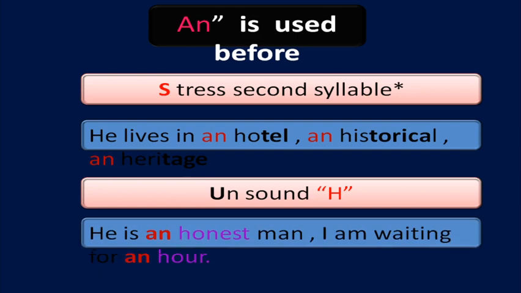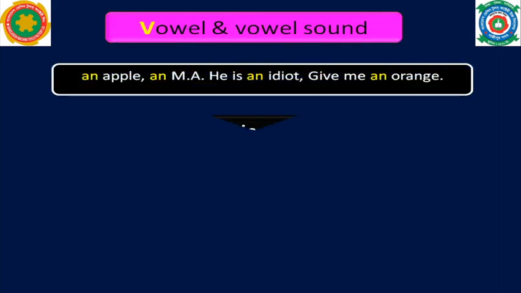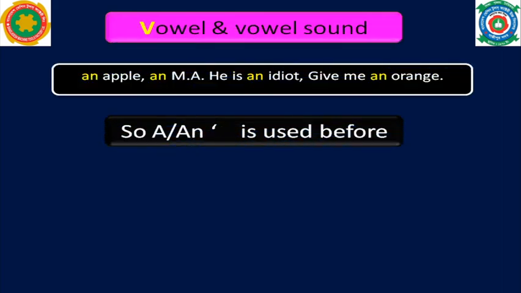So when the H sounds like O, you should use an. Though it's a consonant letter, when it sounds like an O, that means a vowel sound, then you should use an. He is an honest man. I'm waiting for an hour, right? The same rules apply here. An apple, an M, though it is a consonant letter, the sound is a vowel. He is an idiot. I, vowel. O, vowel. So an, right?